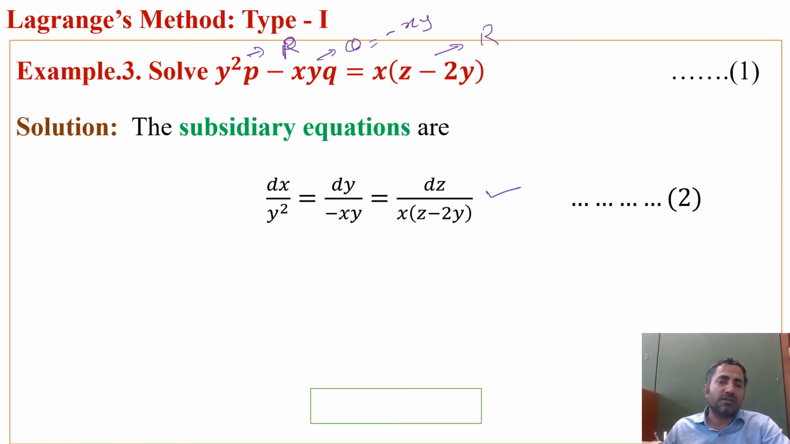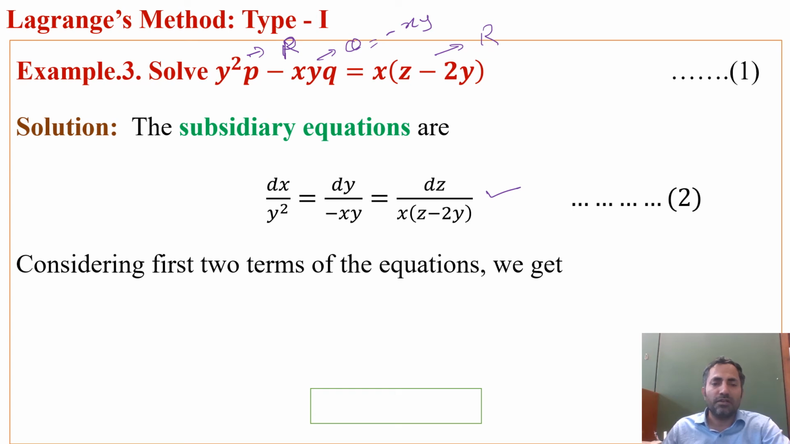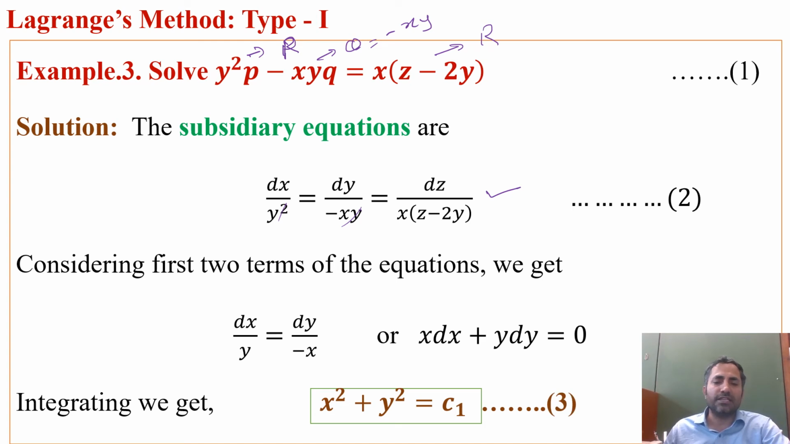Now the next part is to select any two fractions. So in the first part we take the first two terms. So one y will be cancelled here. So it is dx upon y equals dy upon minus x, or by simplifying we can write x dx plus y dy. Now by integration it is x square plus y square equals c1. Again, 2 we have taken common, that we have taken earlier also in the previous examples. So the u component is what we have got here.